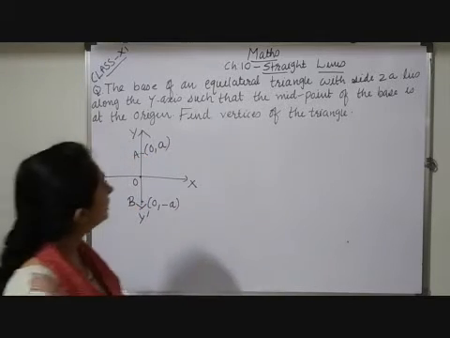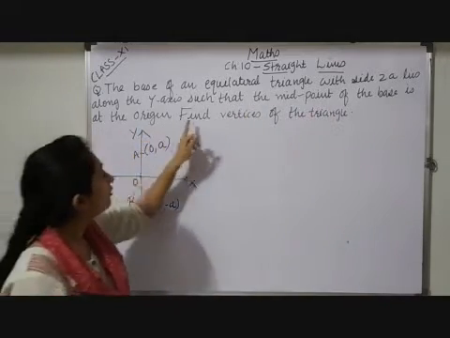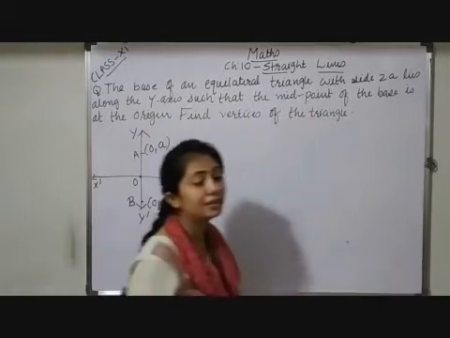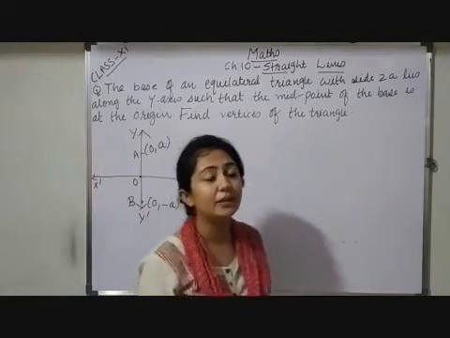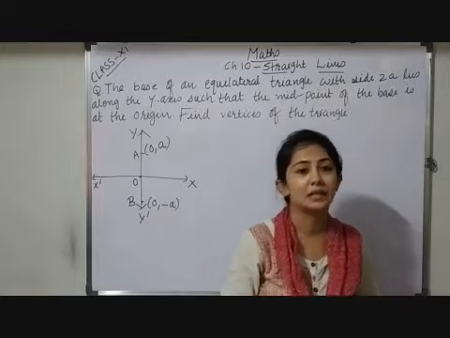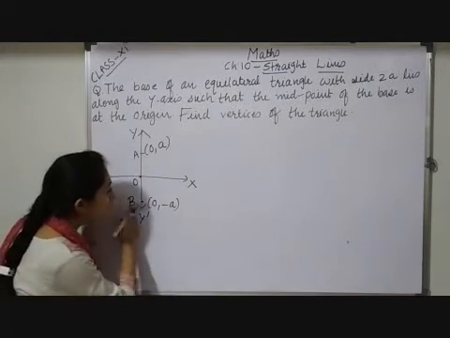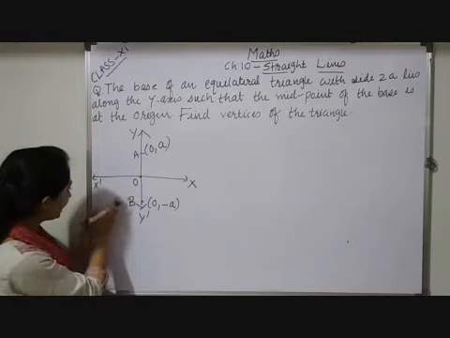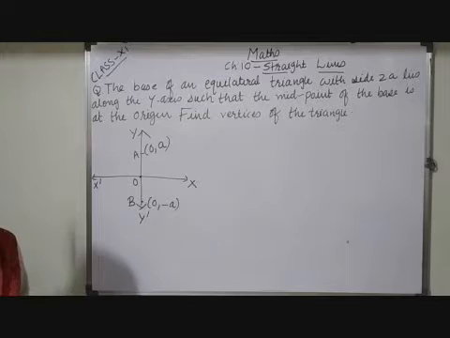After that it is given such that the midpoint of the base is at the origin. Find the vertices of the triangle. Two vertices here we already know. We have to find out the third vertex. Now, the third vertex lies towards the x-axis or x dash, positive axis or negative axis. That we are not knowing.